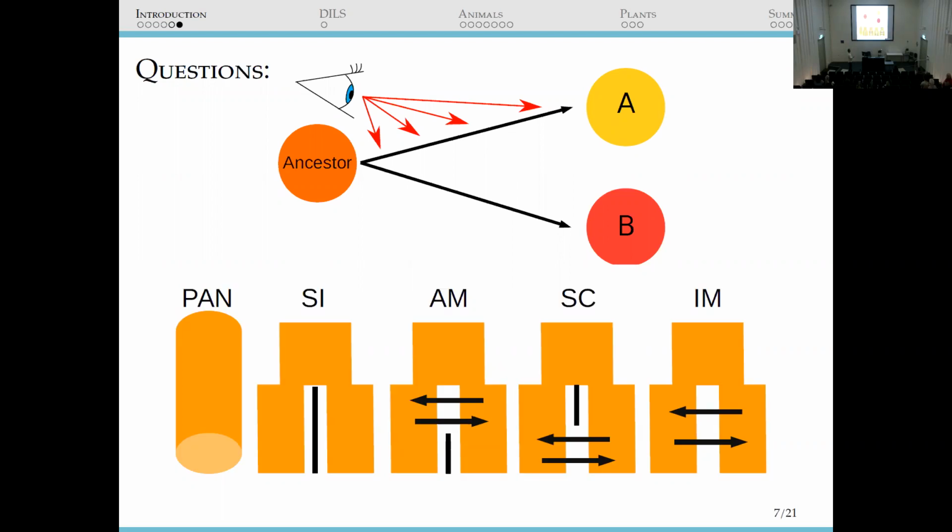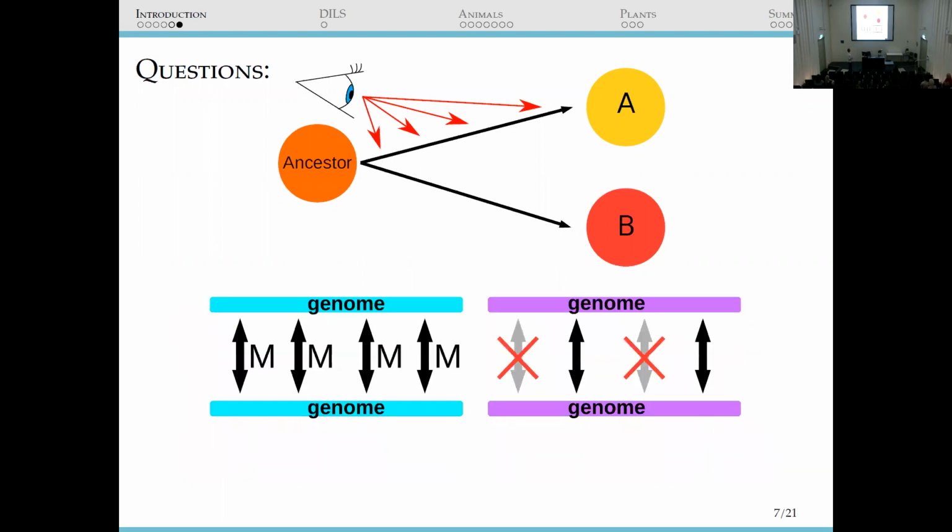Some of the models have ongoing migration. Some of the models have current isolation. So the goal, for each pair of populations or species, is to compute the probability of that versus that. And if we have migration, the migration can be either homogeneous or heterogeneous. So either we have populations or semi-isolated species.